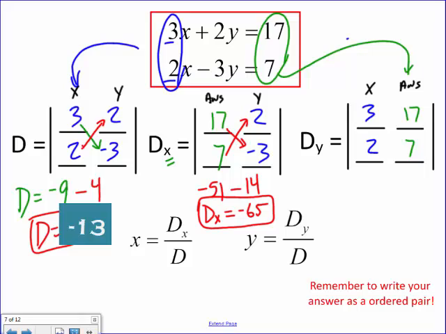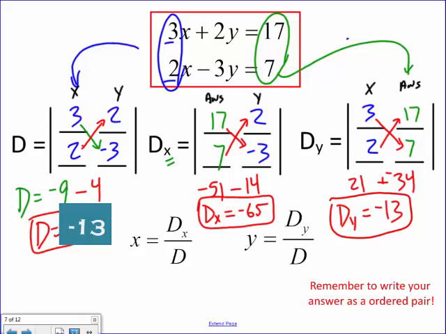And let's go ahead and solve this determinant. So we go 3 times 7, which is 21, minus 2 times 17, which is 34. So dy is going to equal negative 13, right? Because I can add the opposite right there.